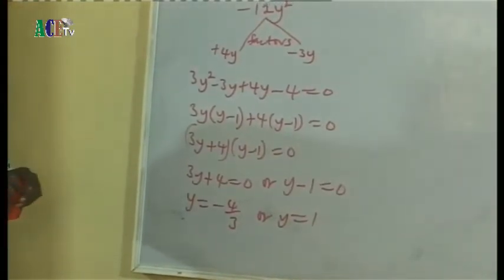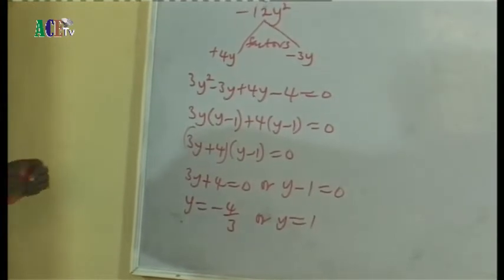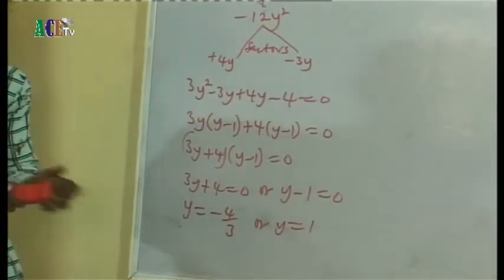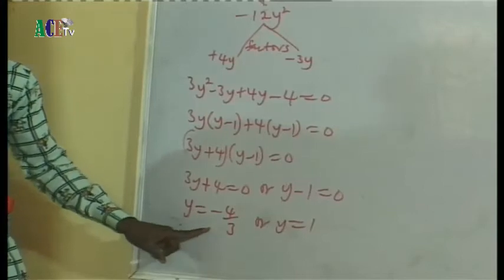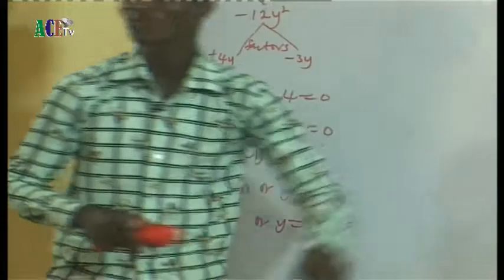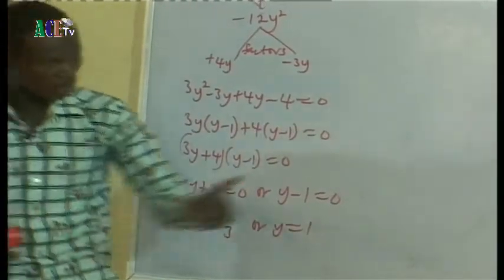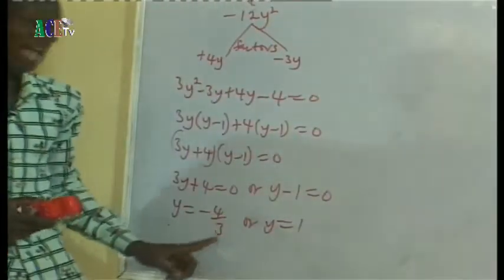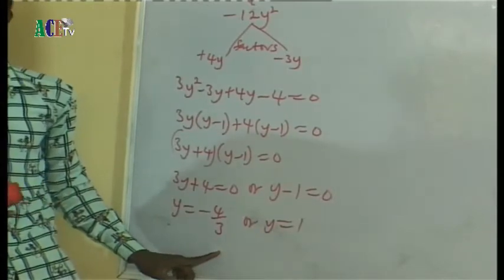Can you see? Two values have been derived for y now, for only one value of x. Only one value of x, and y has two values. Now, this is what I will write.